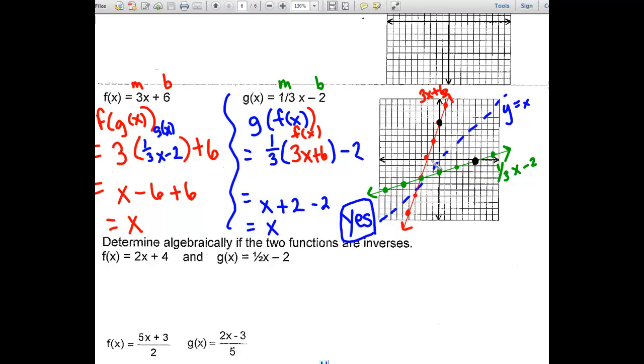Look at the next one, -1, 3, so we should see 3, -1. -2, 0, 0, -2. So you can easily see that these points are reflections of each other across the line y equals x. Therefore, these two functions are inverses of each other, and we have shown both algebraically and graphically that they are.